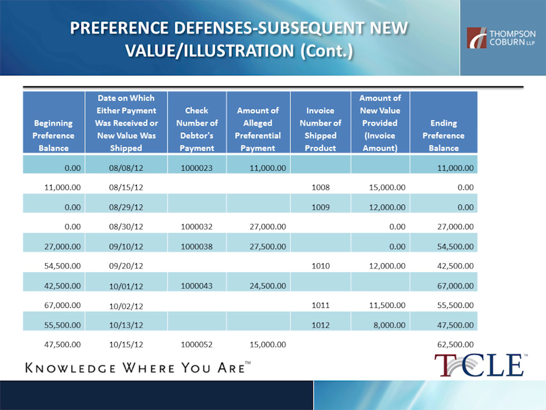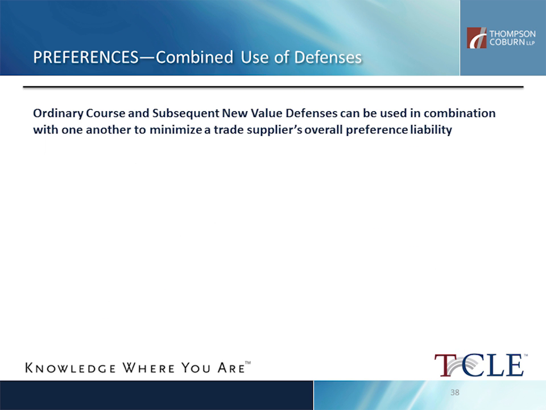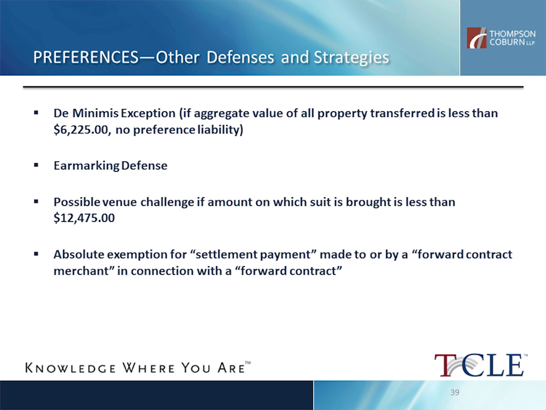Now, another important point is that you can combine the various statutory defenses that Congress has provided under the Bankruptcy Code. So you can use both the ordinary course and the subsequent new value in combination to minimize to the furthest extent your potential preference liability. The calculation when you combine those two concepts can get very complicated, but I think the important takeaway here is that you can use both of those defenses in combination.